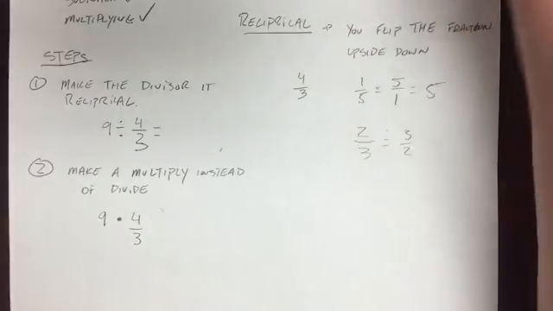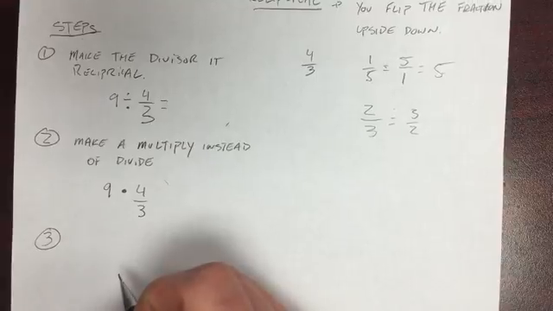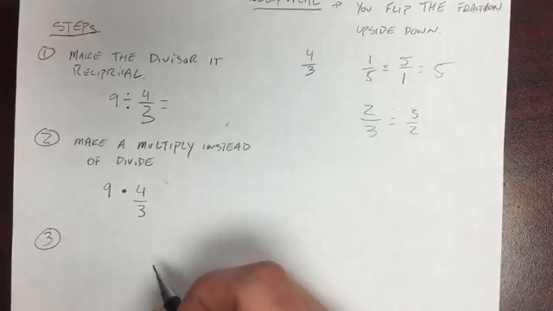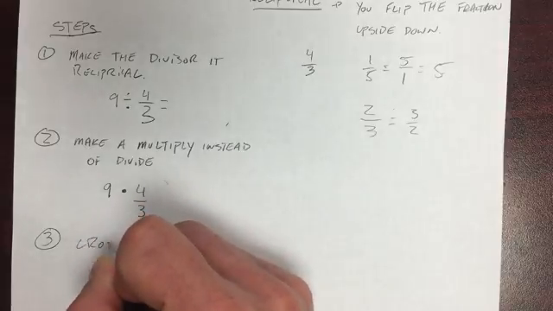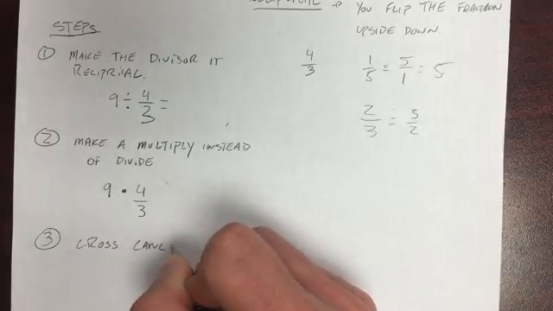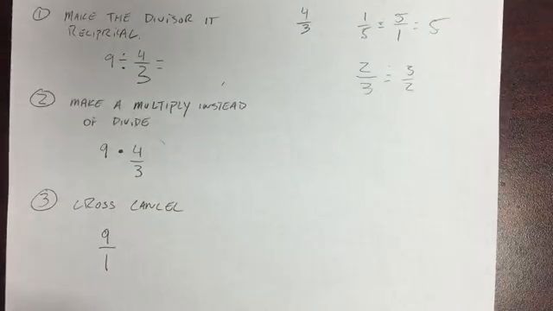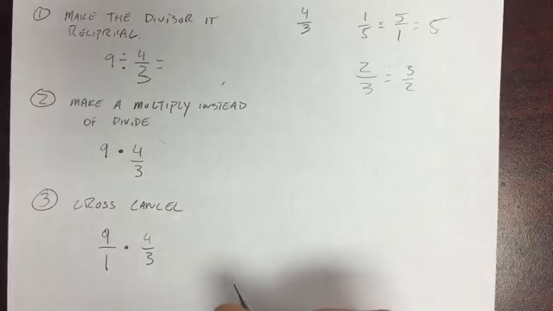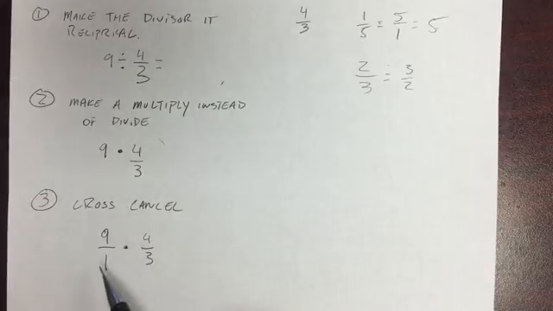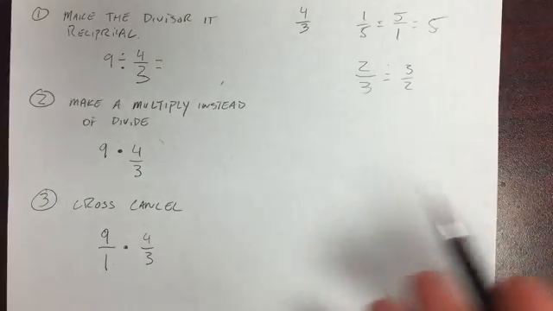So step 3, we're going to do something called cross canceling. All right, so let's look at this. We really know that this 9 has a 1 underneath of it, so let's write that. Multiplied by 4/3. So let's look at this cross. Can 1 go into 4? Yes, 4 times. So let's not mess with it.